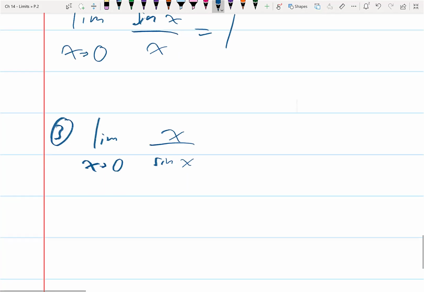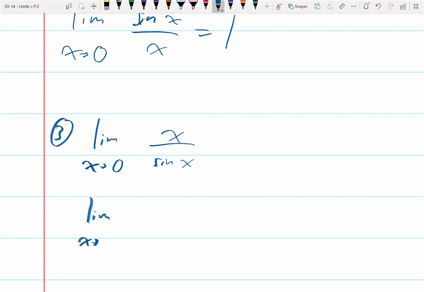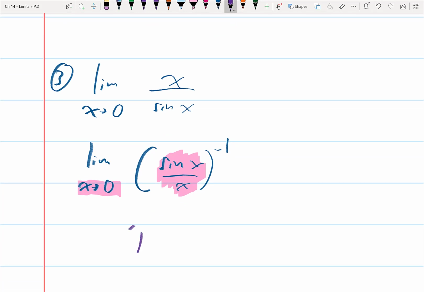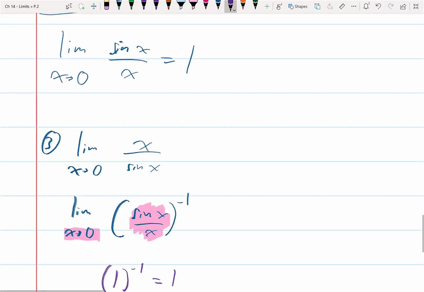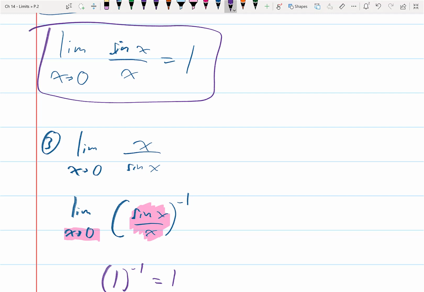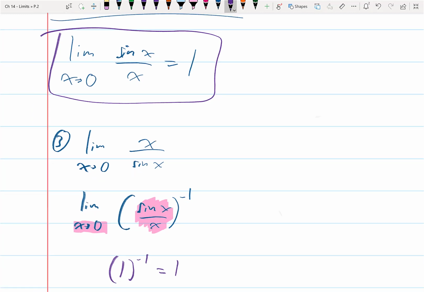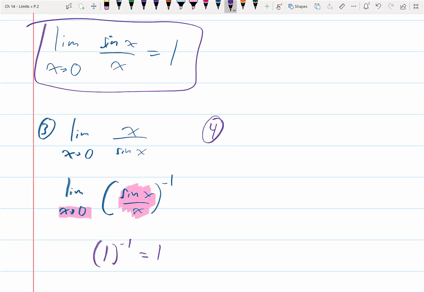How, per se? X over the sine of x is nothing more than the limit as x approaches 0 of the sine of x over x raised to the negative 1. And the moment that you have the sine of x over x, and you are approaching 0, we get to say that that's 1 to the negative 1, which is also 1. This is one you guys are going to want to know and memorize, because we're going to use that one a lot.